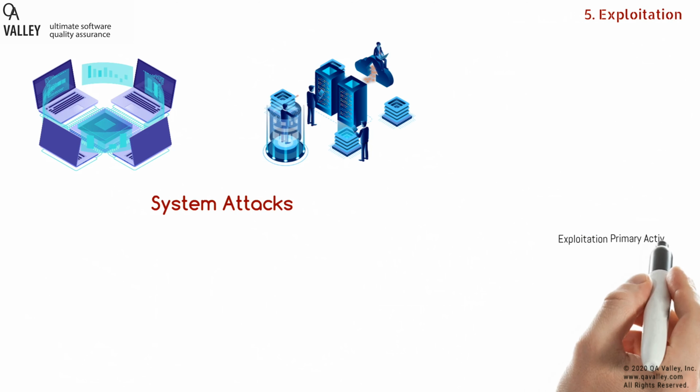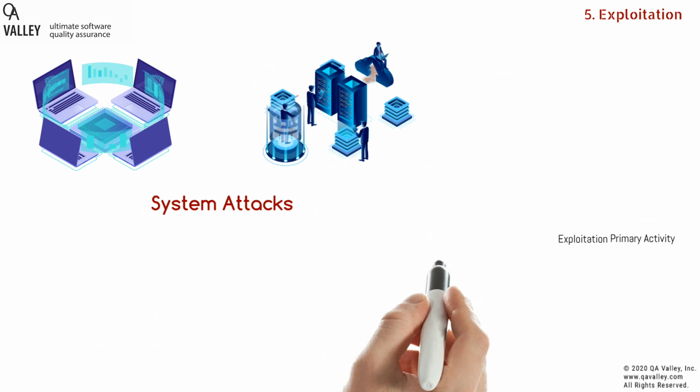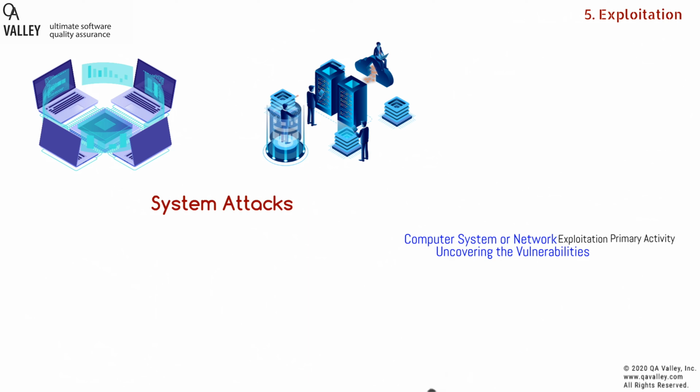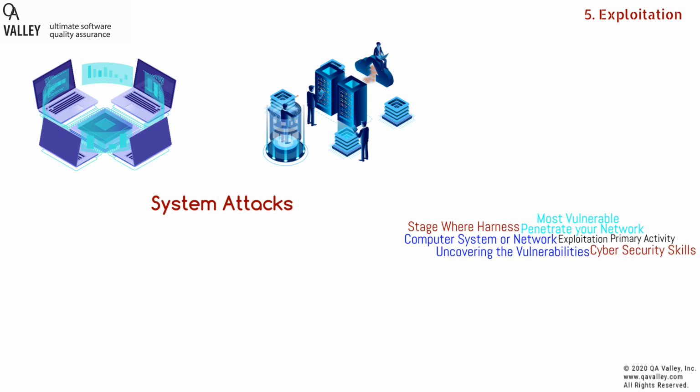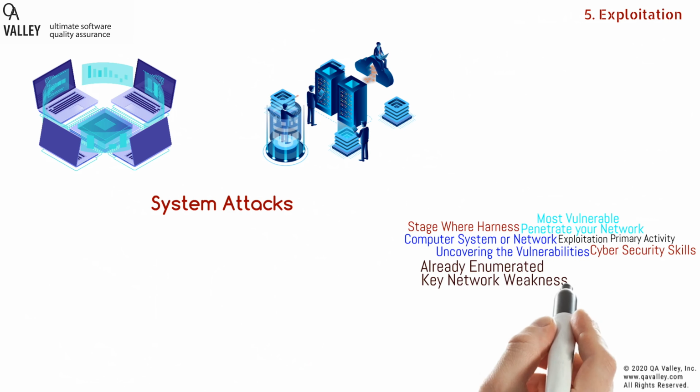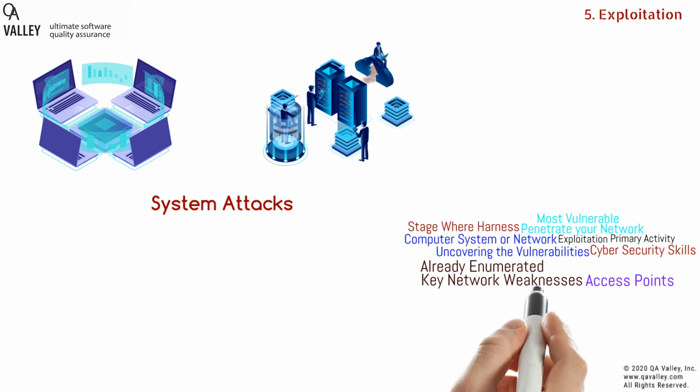The fifth step in penetration testing is exploitation. Exploitation is a primary activity that an attacker conducts after uncovering the vulnerabilities on a computer system or network. This is the stage where we harness all our cybersecurity skills to penetrate your network where it is most vulnerable. We have already enumerated your key network weaknesses and access points which are easily penetratable.